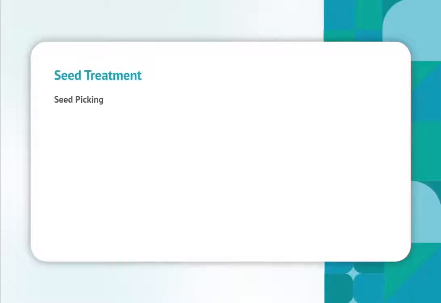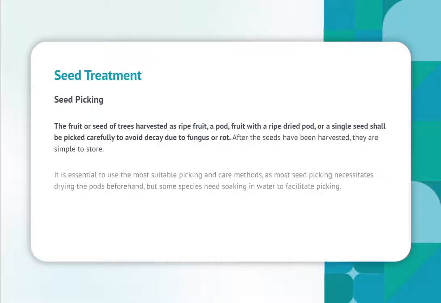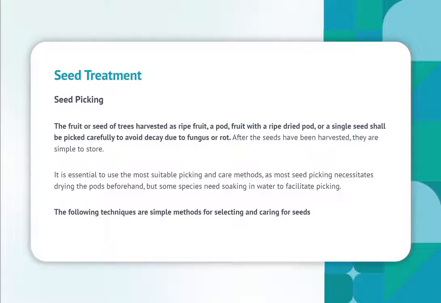Seed treatment. Seed picking. The fruit or seed of trees harvested as ripe fruit, a pod, fruit with a ripe dried pod, or a single seed shall be picked carefully to avoid decay due to fungus or rot. After the seeds have been harvested, they are simple to store.